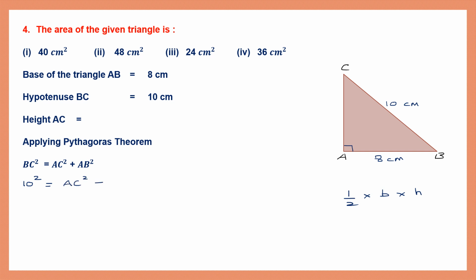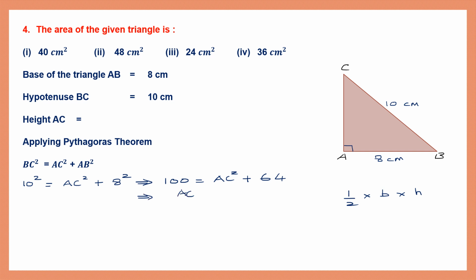AC square plus AB is given to us, 8 centimeters, 8 square. So what do we have here? 10 square is equal to AC square plus 8 square. Now we are going to find out AC square, but first let's simplify 10 square and 8 square. So 10 square is 10 into 10, which is 100, which is equal to, we are going to find this, plus 8 square. 8 eights are 64. So now we're going to find AC.